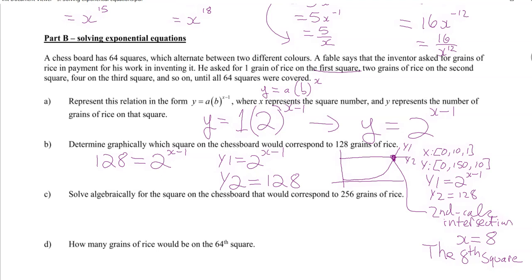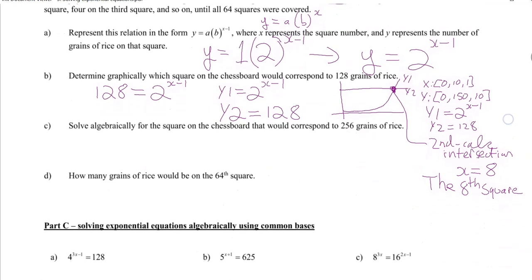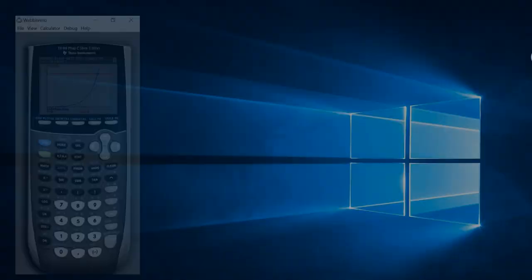Solve algebraically for the square on the chessboard that corresponds to 256. So algebraically, we start with our formula, right? We've got 256 is equal to 2 to the power of x minus 1. What we want to do now, to solve algebraically, what we need is the same base. So we're going to go with a base of 2. So we got to figure out, is 256 a power of 2? And then which power of 2 is it? So you just go to your calculator and you start playing with some numbers.